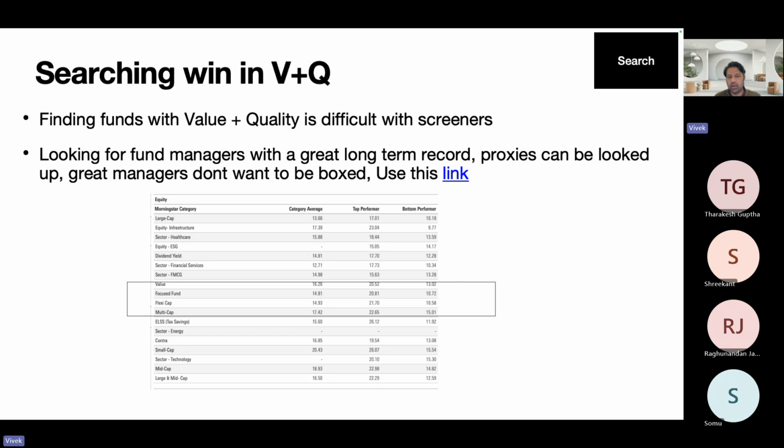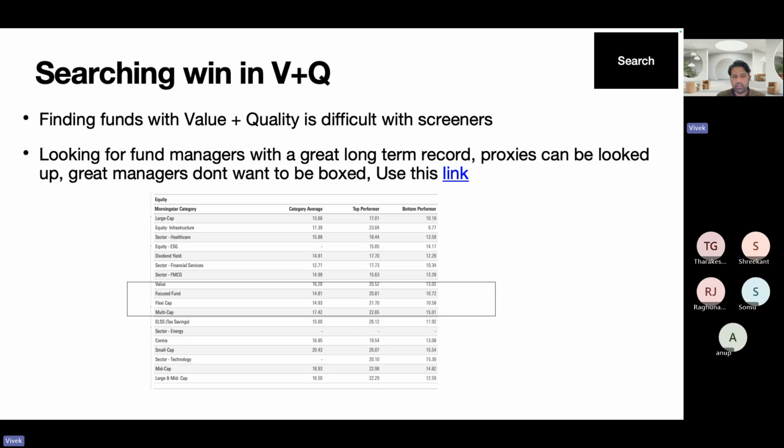The table shows the 10-year performances of these. The top performers in these funds have done like 22, 21, 20%, which is phenomenal. It is not as good as the small cap. As you can see in the table, the small cap top performer, which was the Nippon, has done 26% per annum for the last 10 years, which is mind boggling.